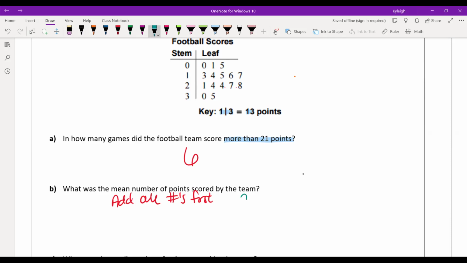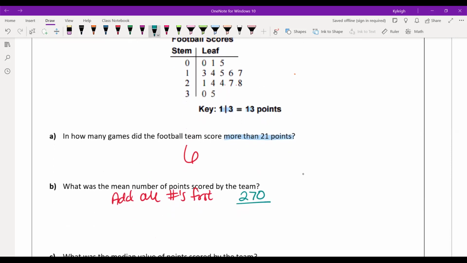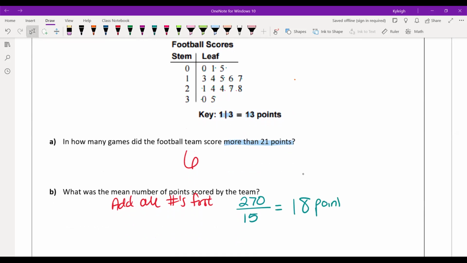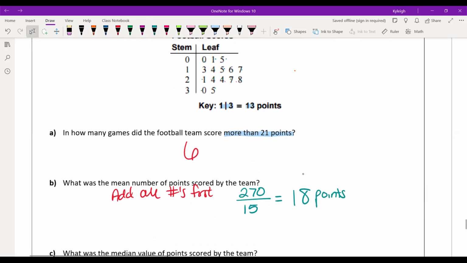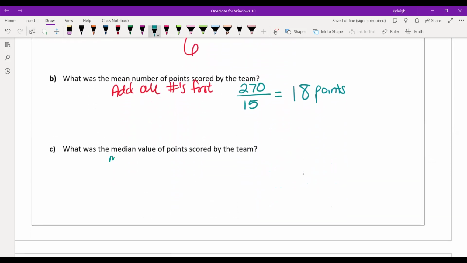So when you added them all up, hopefully you got 270, and you're dividing by the number of games. Well, how many games are there? There's 1, 2, 3, 4, 5, 6, 7, 8, 9, 10, 11, 12, 13, 14, 15. There's 15 games. So 270 divided by 15 means the mean is 18 points scored by the team. Remember, median means middle.